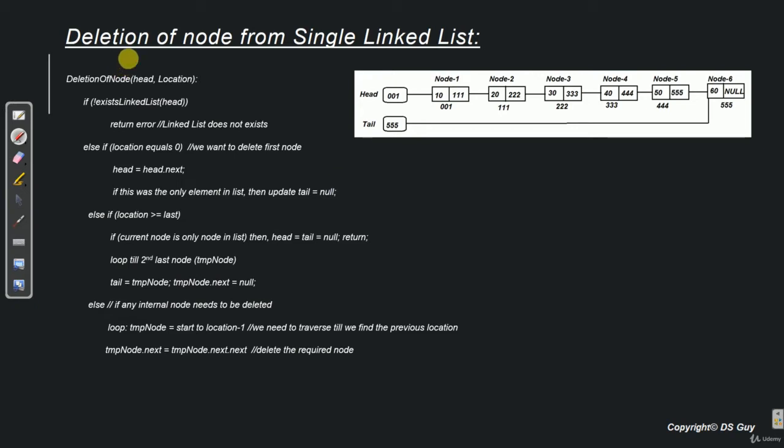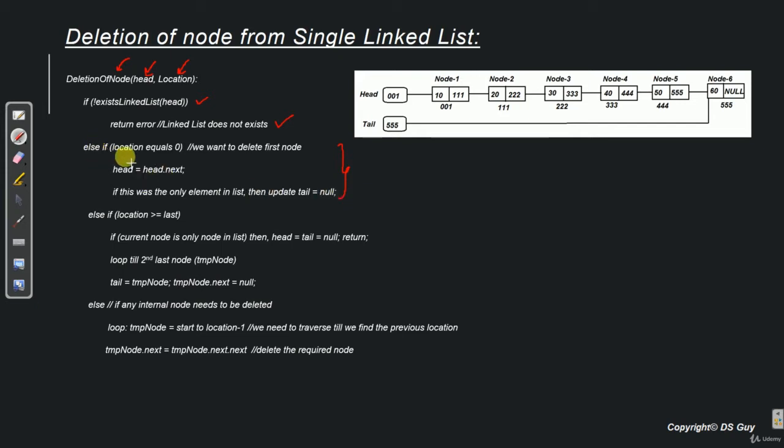So the name of the method is deletion of a node. It takes the head reference and the location that needs to be deleted. So first we are checking that if the linked list does not exist, in that case we return an error message saying that the linked list does not exist and hence we can't delete any of the nodes. Now if the linked list exists, then the control goes in this else block.